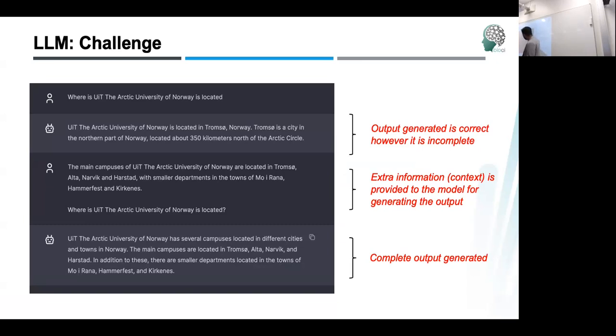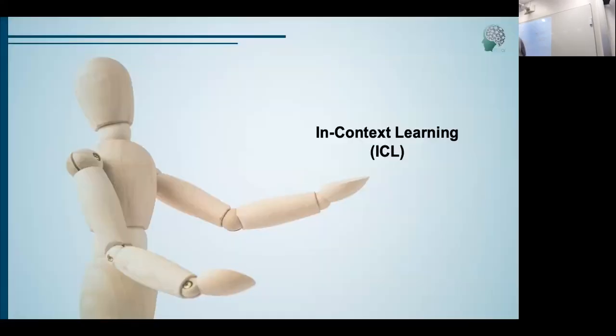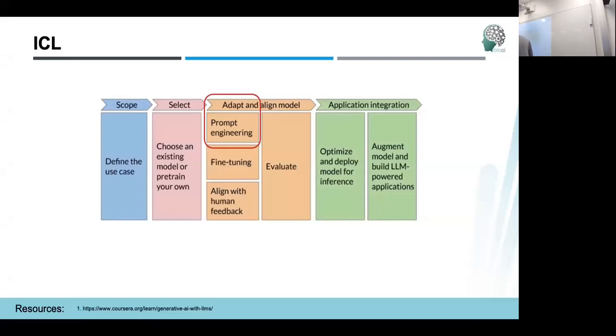I put in the information that no, it is also located in Alta, Narvik, Hastad. And now I ask ChatGPT the question, where is UIT Tromsø located? It gives an answer. It is located in Alta, Narvik, and other places. And it gives you even the smaller places, Mo i Rana and Hammerfest and all those things. So this is basically what propels this whole field of in-context learning. And from in-context learning comes prompt engineering that you have been hearing about. You might have seen on LinkedIn, there are posts like jobs for prompt engineering now. So this is how it has come about.